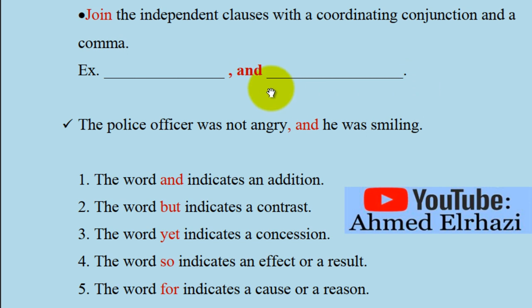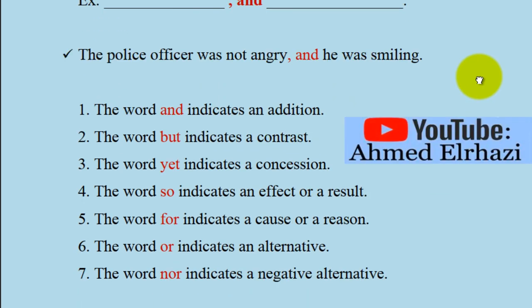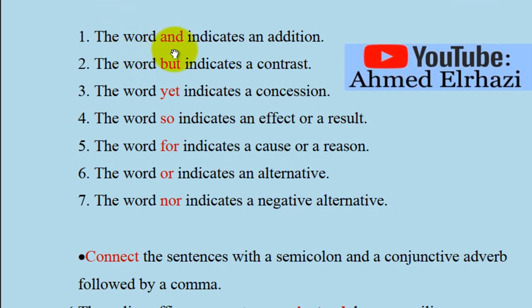Sometimes, to clarify a point: if the sentence is short, usually you don't have to write the comma. You don't need to put this comma, generally speaking, but it's better to follow the rule strictly and to write it. The police officer was not angry, comma, and he was smiling. Correct. Okay, as a reminder, the word and indicates an addition. According to the meaning of the sentence, I choose the coordinating conjunction; I don't use just any one of them, and then it will be correct.